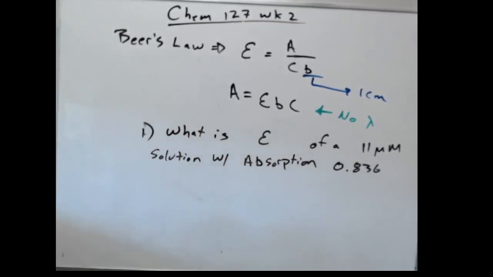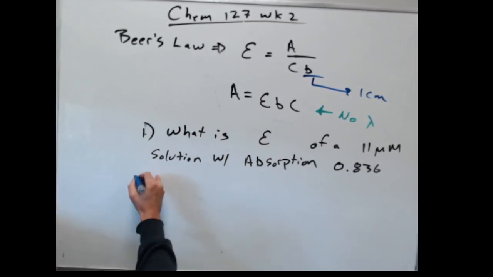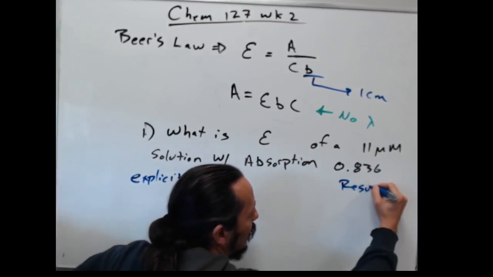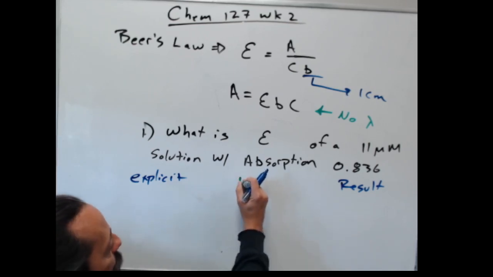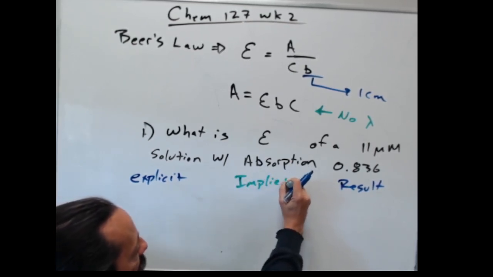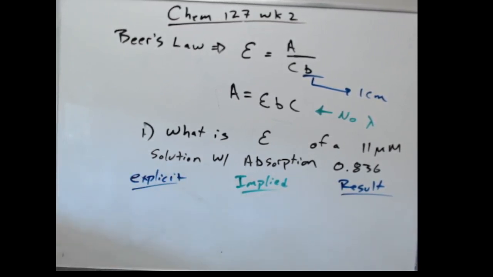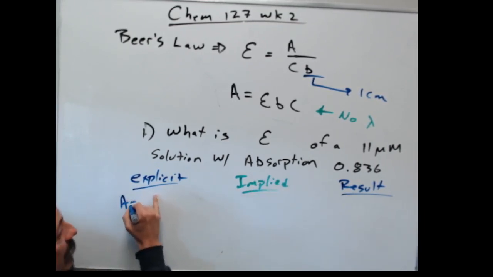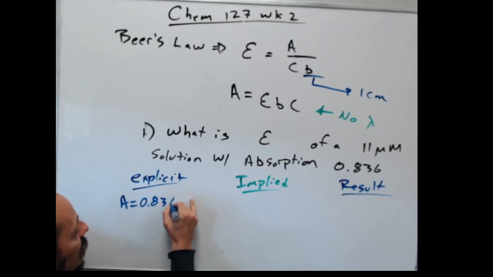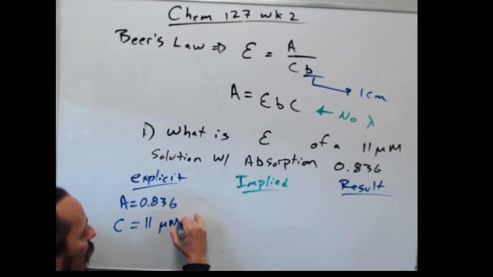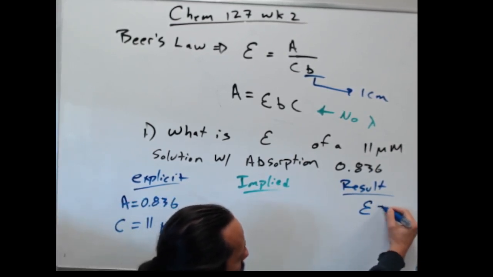So we can do this in the same way that I've talked about before. We can look at what's explicit, what result we are trying to get to, and then what's the implied information that's missing in the middle. I'm going to make an explicit list, and I like this process particularly if I don't know how to start a problem. I always ask, what did they tell me? I've got an absorption equals 0.836, a concentration of 11 micromolar, and I'm trying to get to an epsilon.